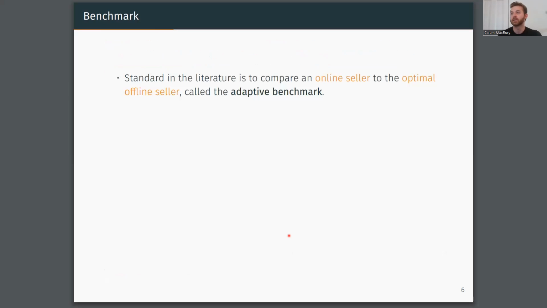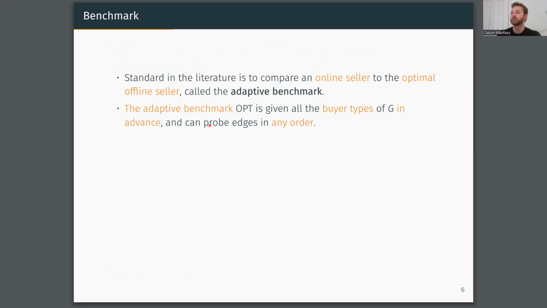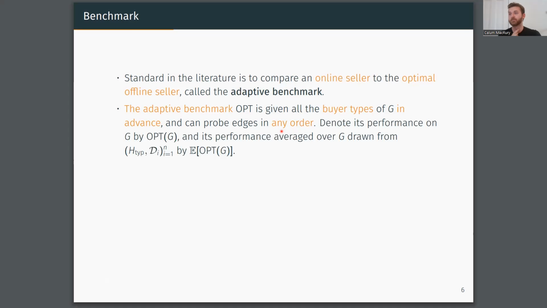So what the standard in the literature is to instead compare the online seller to the optimum offline seller, which we'll refer to as the adaptive benchmark. The adaptive benchmark is given all the buyer types of G in advance, and it can probe the edges in any order. It doesn't have to follow any kind of vertex ordering on the buyers. It can jump from edge to edge between different buyers. We denote its performance on the graph G by OPT(G).